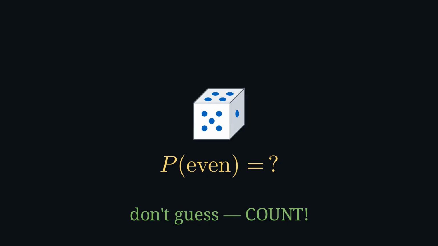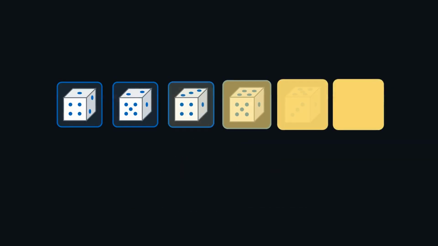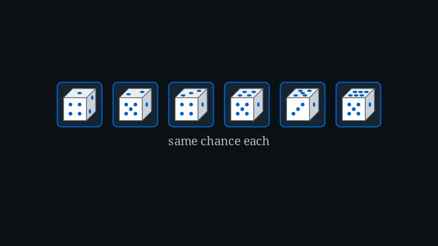We found a fair coin's heads is 1 out of 2, just by looking. But what about a trickier event, like rolling an even number on a die? Don't guess. There's a rule, and it's just counting. First, one important word. On a fair die, every face, 1 to 6, has the same chance.